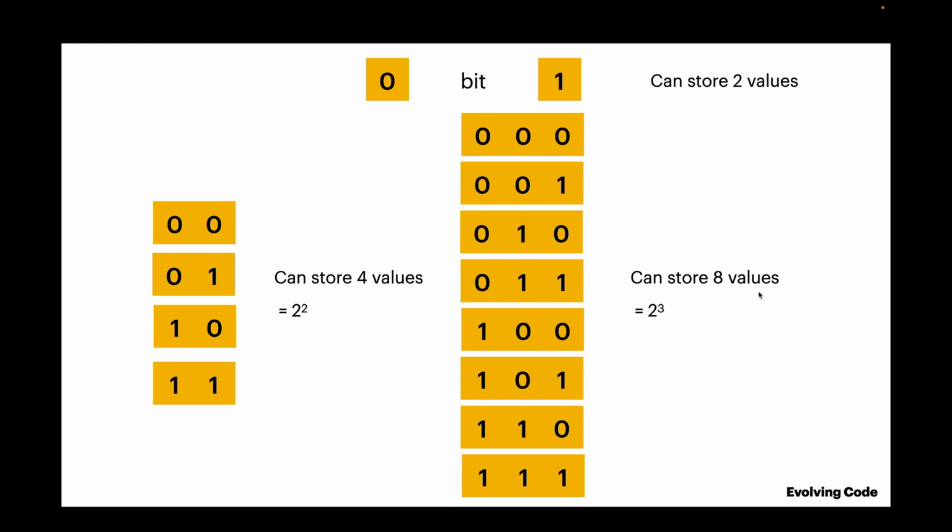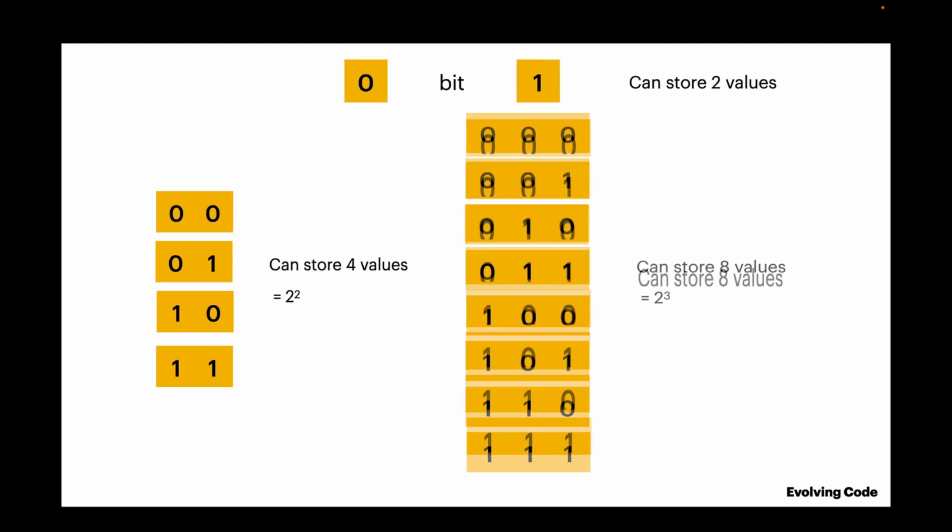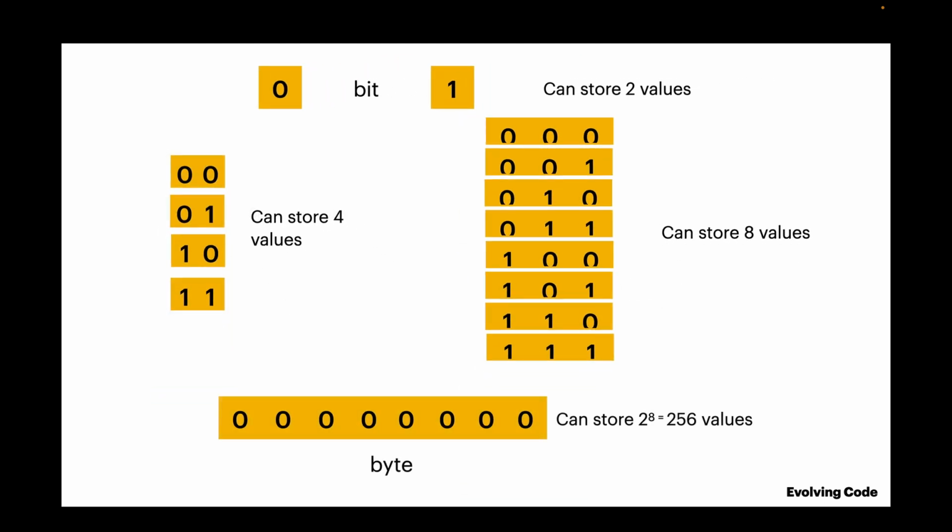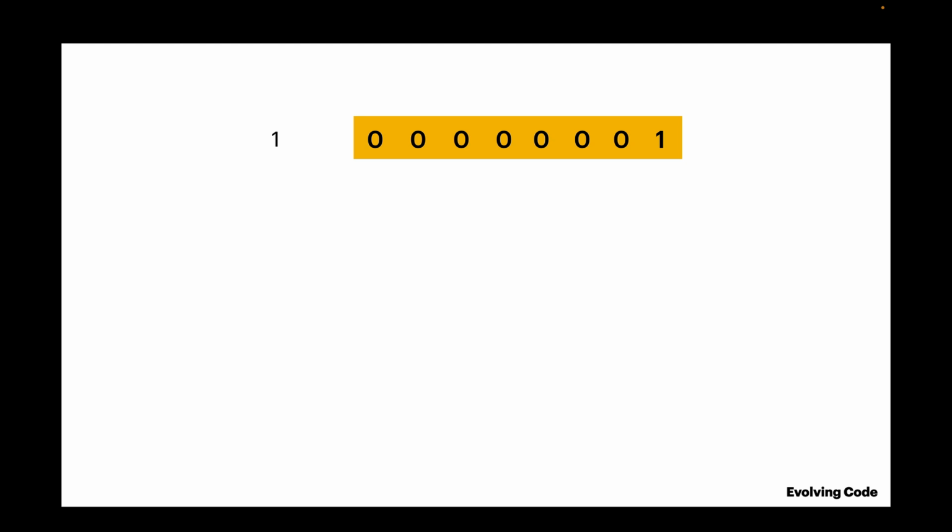Now coming back to the byte data type, 1 byte means 8 bits. So with 8 bits, we can store 2 to the power 8, which is 256 values. That means a byte can represent 256 different values. Let's take a few examples of some positive integers, and how we can store them with the 8 bits or 1 byte.